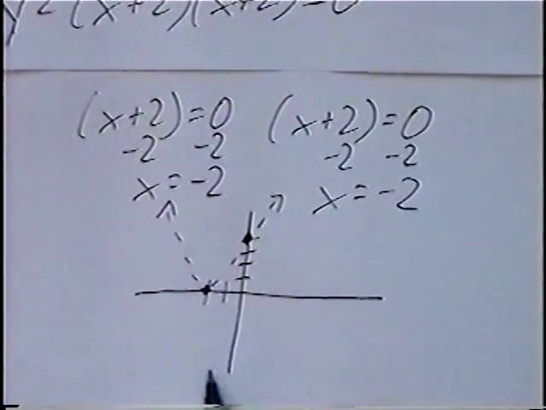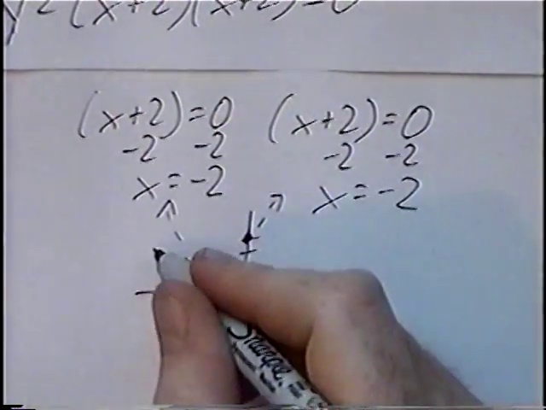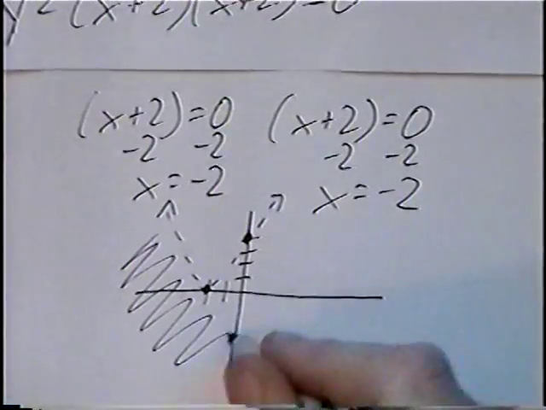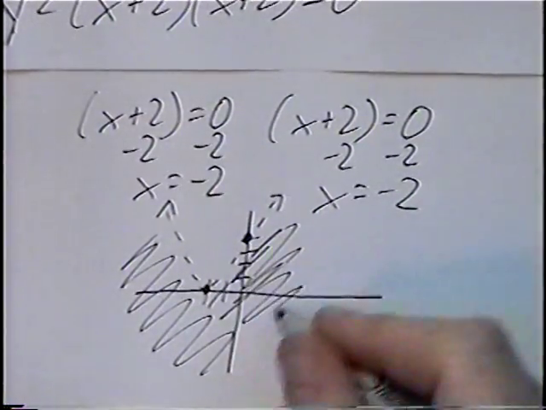Y is less than means we want the smaller y values, everything on the bottom of the graph, which would be everything underneath the parabola. And that would be the graph for the question.